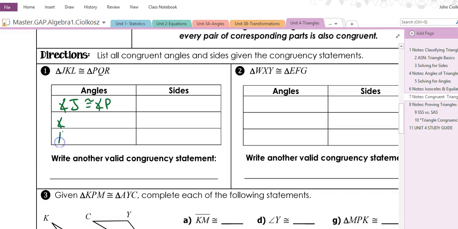Second thing, angle K. Third thing, angle L. Following that order, K is the second thing, so it must go with Q. L is the third thing, so it must go with R.